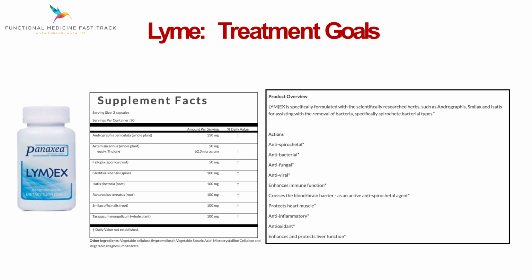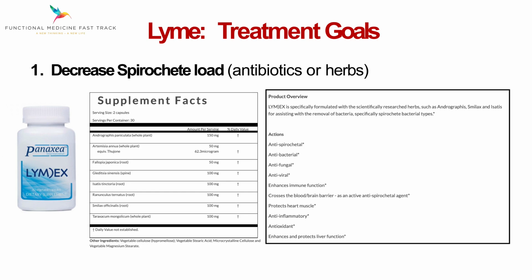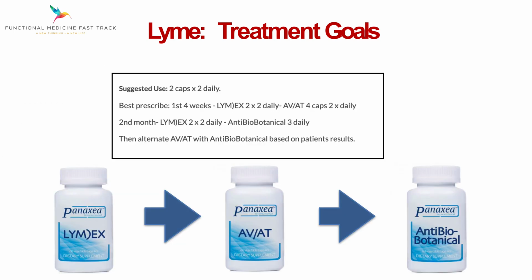And we've been using products by Panacea, and the one is called Lymex. So this is when we're going to get the spirochetes under control alongside all the other co-infections. So these are very, very powerful herbals that have anti-spirochetal, antibacterial, antifungal, antiviral, immune enhancing characteristics. They're anti-inflammatory, antioxidant, they support the liver, and it's all about just decreasing that spirochete load.